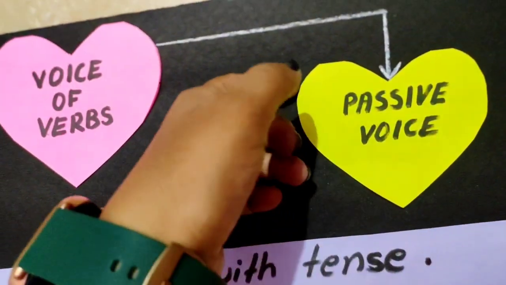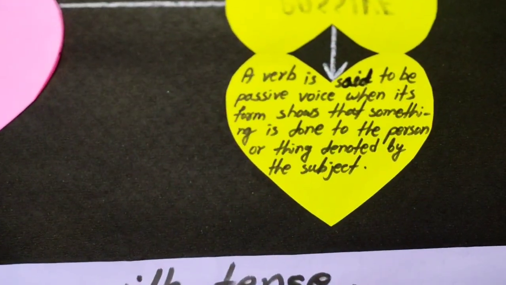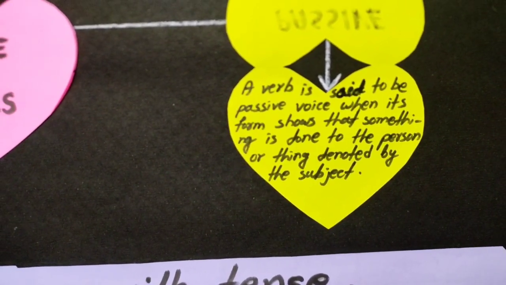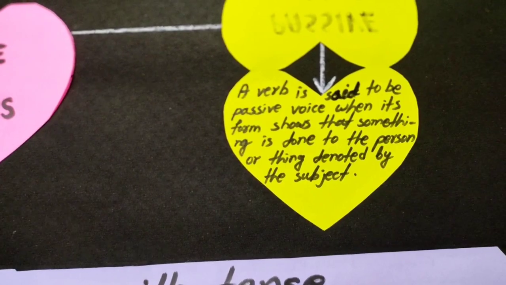Then passive voice. What is passive voice? A verb is said to be in passive voice when its form shows that something is done to the person or thing denoted by the subject.